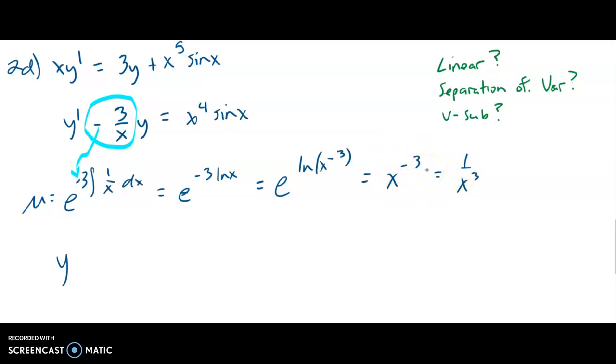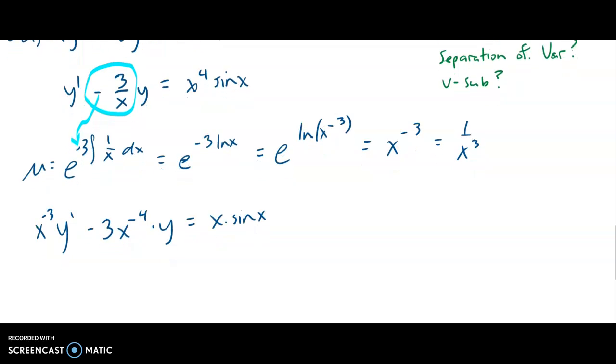So I get y prime, 1 over x cubed. Actually, I'm going to do it as negatives because it'll make more sense. So x to the negative 3 times y prime minus 3. If I multiply this by x to the negative 3, I get x to the negative 4 times y equals, when I multiply this by x to the negative 3, I'm going to get x times sine x. Now just imagine I drop the negative. This would be an x to the 7th instead of an x after multiplying, and you'll see in a moment why that would be a major problem.